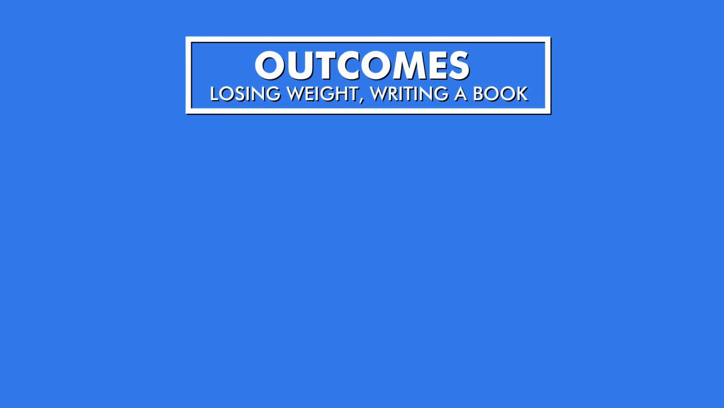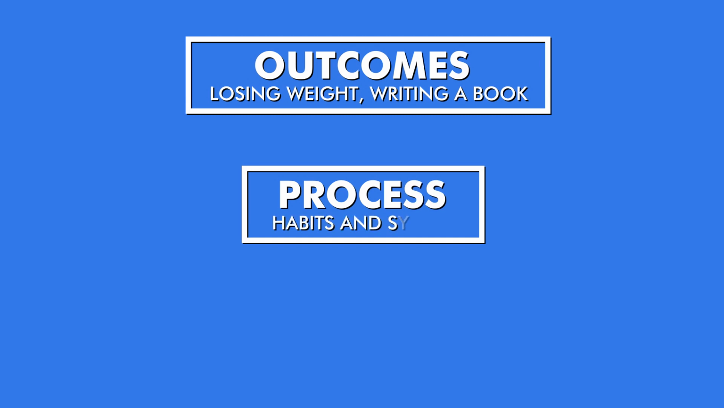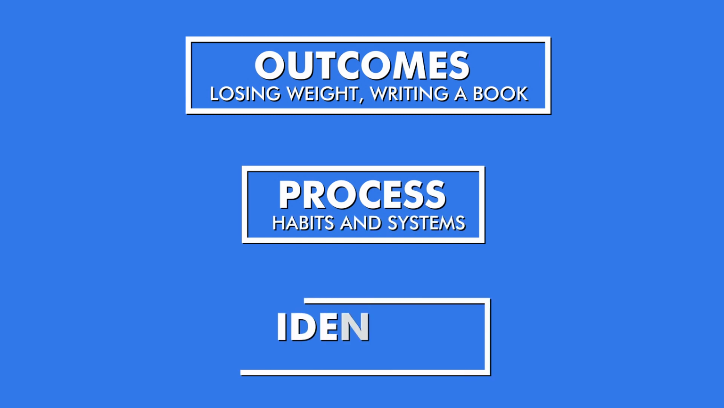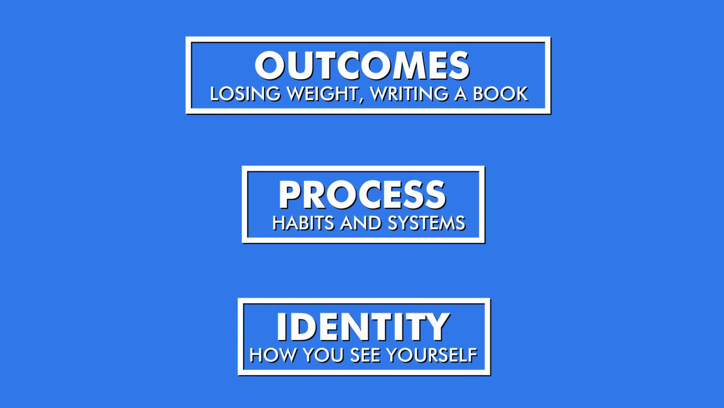So as Clear puts it, there are 3 layers of behaviour change. The first is outcomes, which might mean losing weight or writing a book. The second layer is changing your process, which is what most of the book is about. The third, deepest layer is about changing your identity, or the way you see yourself and the world. And the thing is, it's your identity that really makes your habits stick.